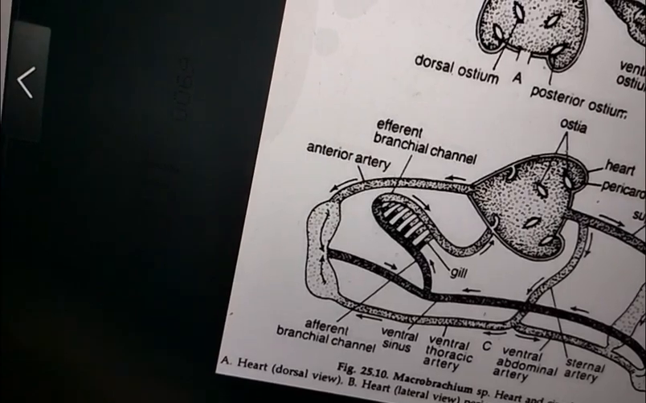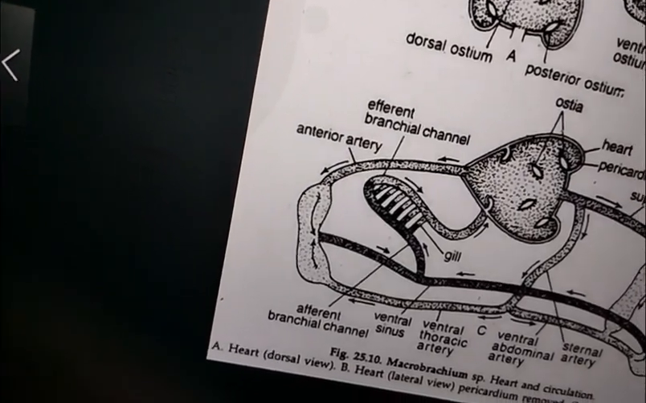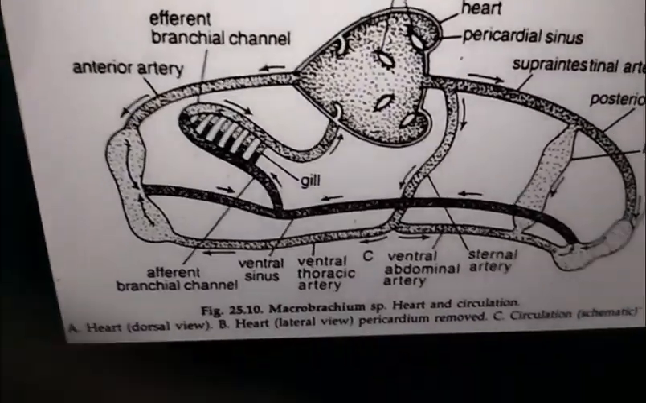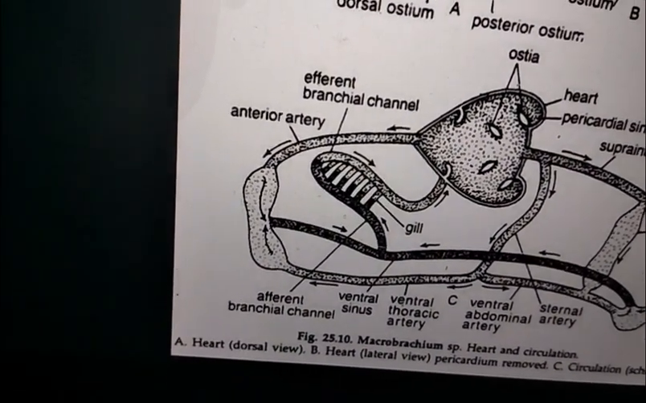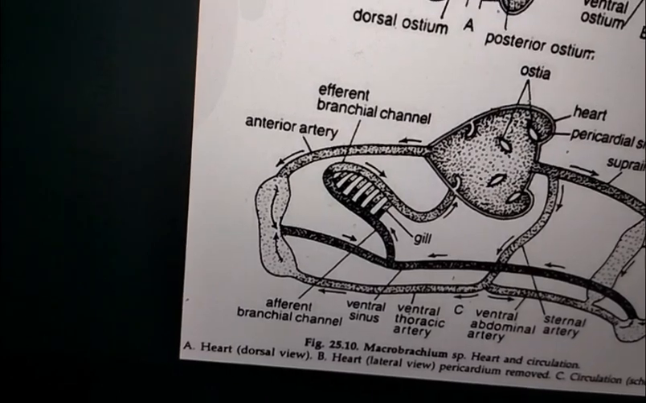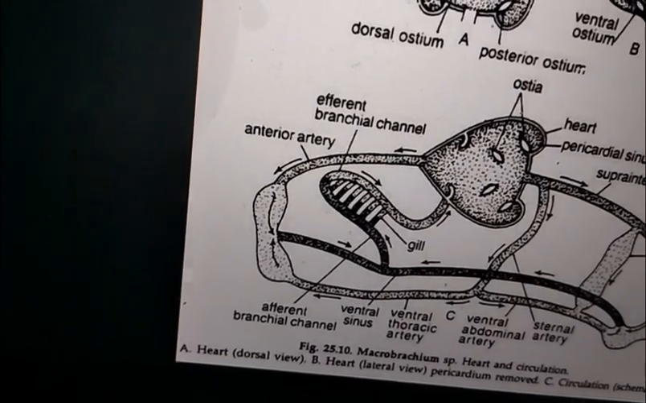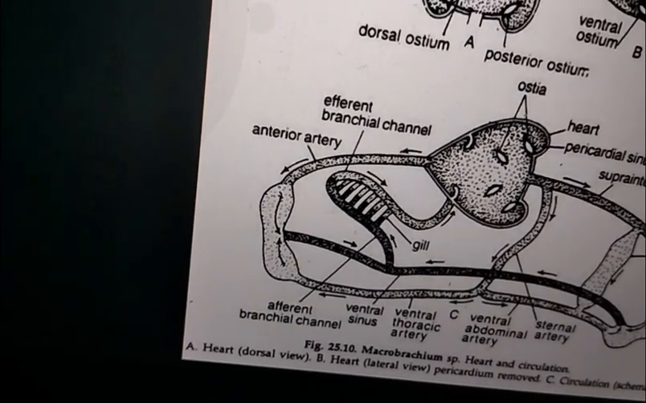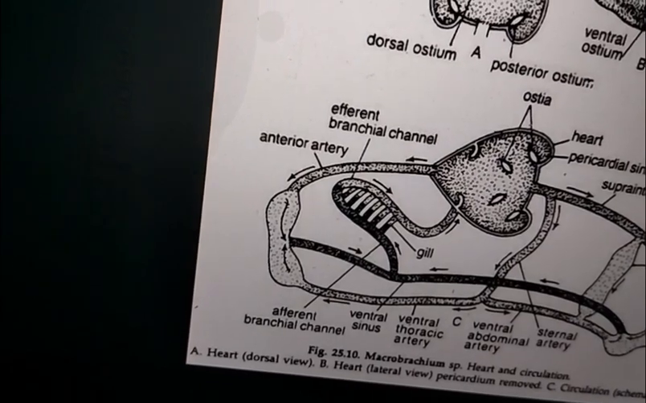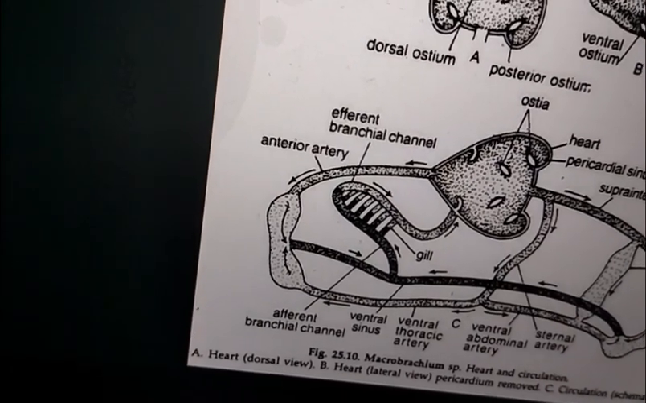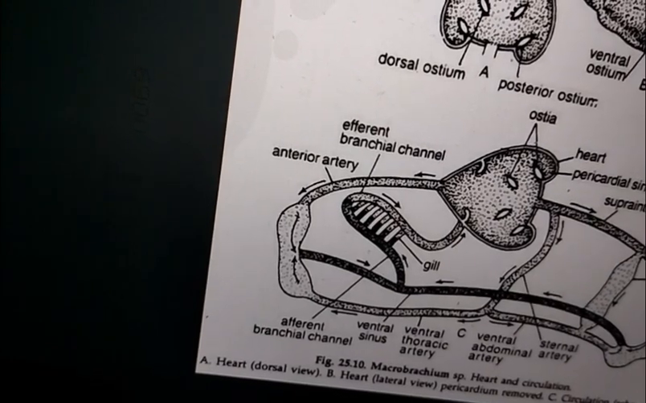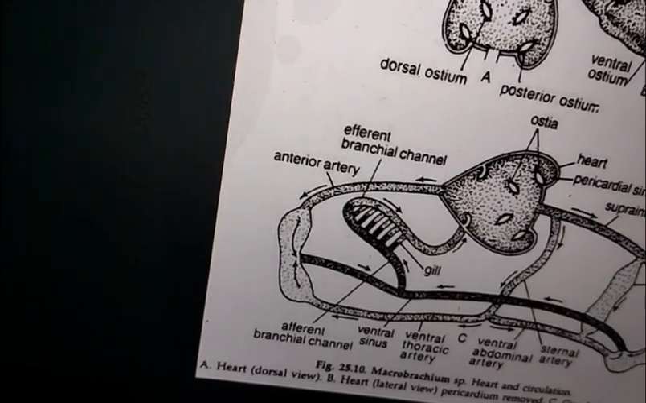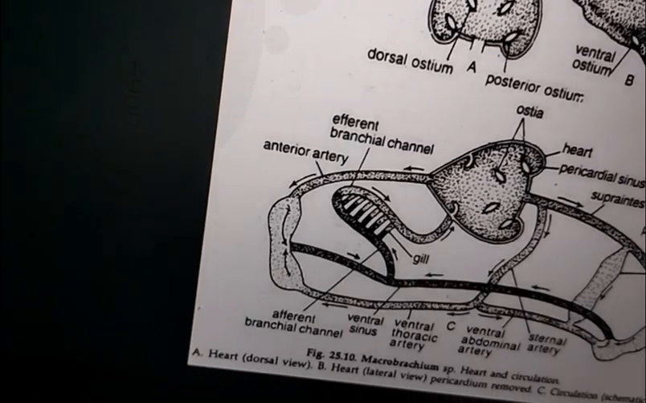Now let us go to the arteries. What is the function of arteries? The main function of arteries is to take blood from the heart, and it finally reaches different parts of the body. From the heart, blood is discharged to almost all parts. That is the main function of the arteries.